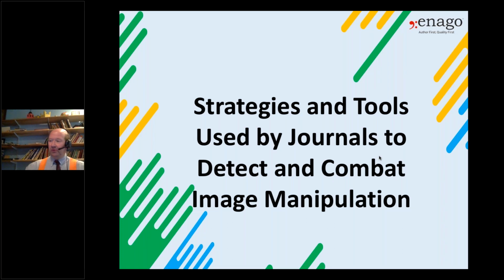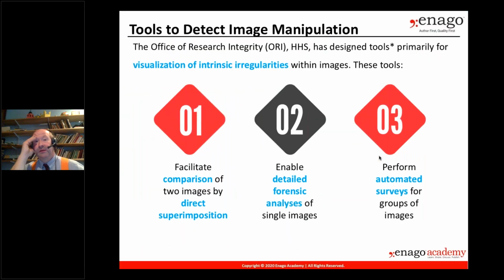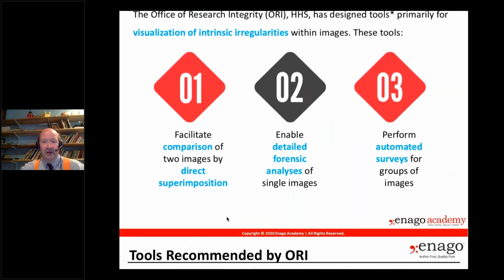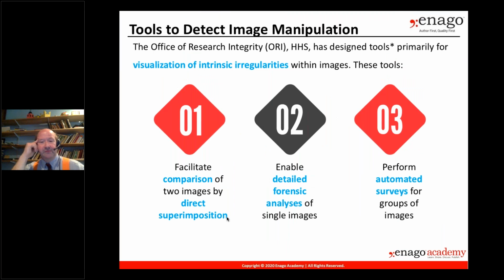All right, so what are the journals going to do to catch this stuff? Again, we're looking at the U.S. Department of Health and Human Services because of the leadership they've had in this area, and they have an Office of Research Integrity. They have tools for doing this sort of thing, finding problems with unethically manipulated images, to allow you to compare images to show direct superimposition, to allow them to do forensic analysis, to make sure that it hasn't been messed with.